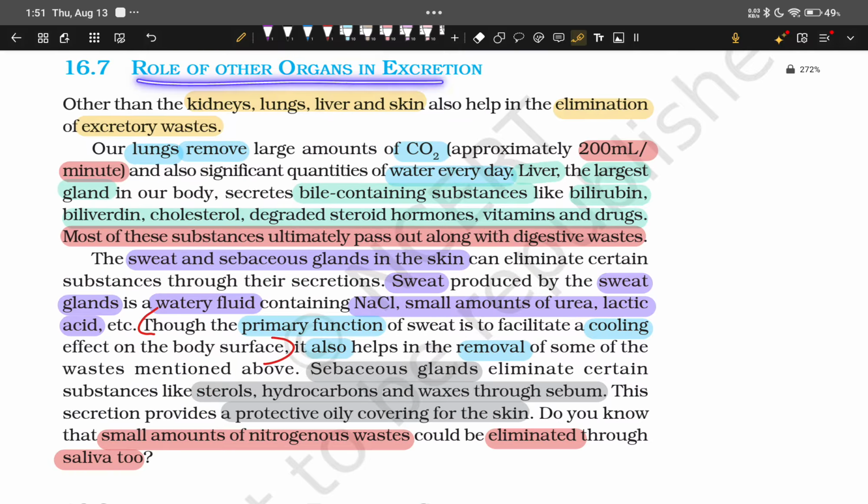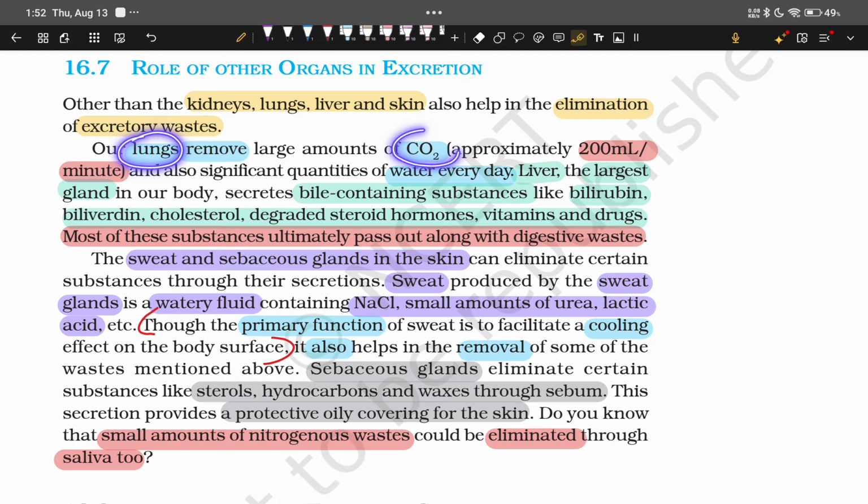I hope you understood. Then there are roles of other organs also in excretion, which are lungs, liver, and skin, because kidney is not the only organ which is going to excrete. There are several other organs which also excrete. Excretion is basically a word for the total. What is excretion? It's removal of different kinds of waste. It's not just removal or release of urine. It's total, right? So there are several organs which are involved in excretion.